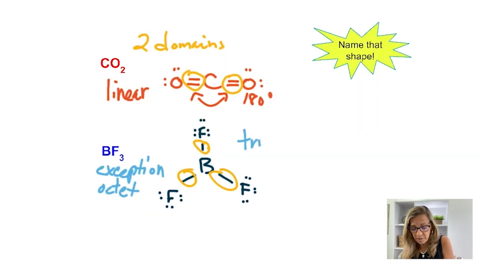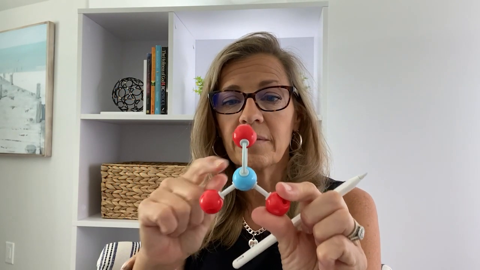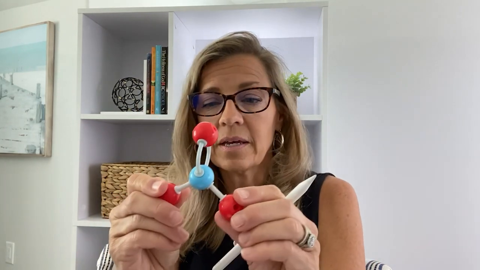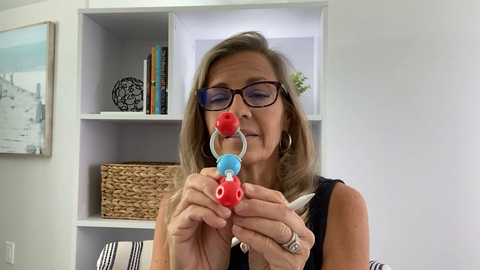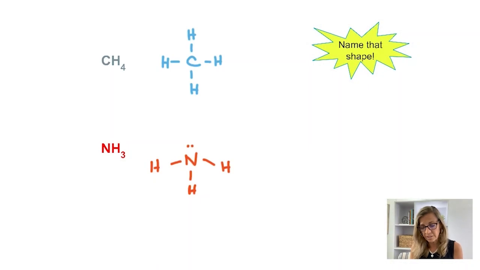So this is trigonal planar, and I'll show you a model of that. This little molecule right here, trigonal, meaning 3, and that angle there is 120. I'll draw that for you, 120 degrees. Okay, and then planar meaning flat. All right, trigonal planar. So let's go on to the next one.